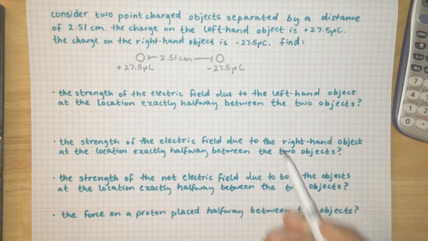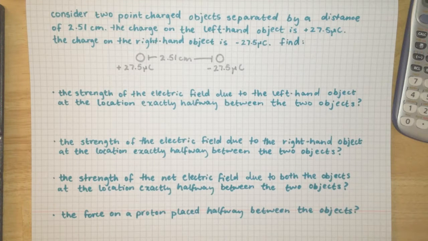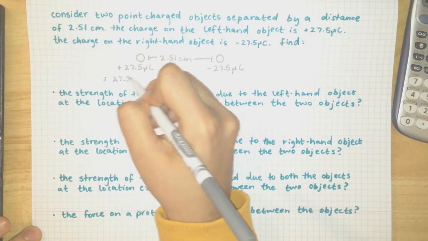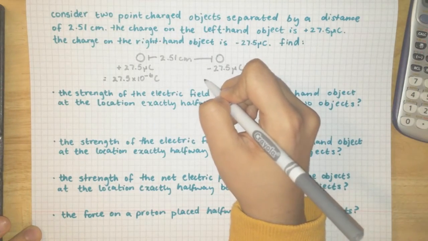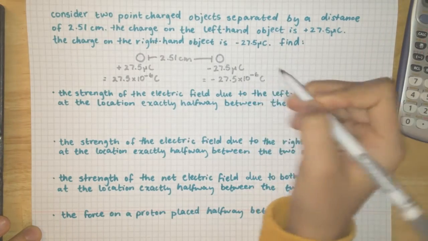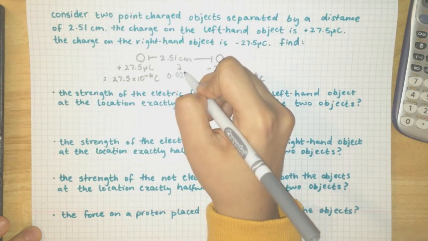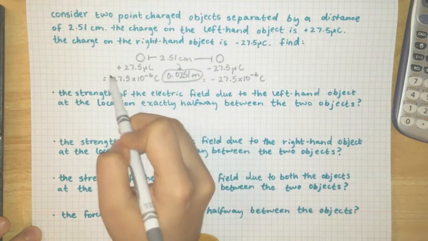And let's just change the microcoulombs into coulombs and the centimeters to meters, just so we have a uniform unit, so we can use our formulas. So this will just be 27.5 times 10 to the negative 6th coulombs. This will be negative 27.5 times 10 to the negative 6th coulombs, and then this will be divided by 100, 0.0251 meters. So these are our 3 values.